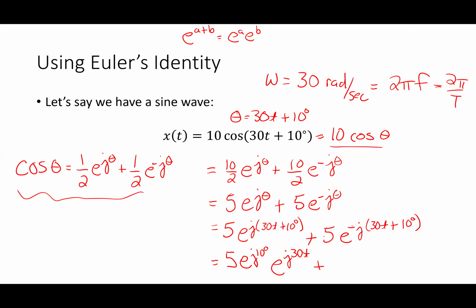What about this guy over here? What does that become? I want to break it up in a similar way. How would I break up this second term? 5 to the what? E to the negative j 10 degrees times e to the negative j 30t. Like that.